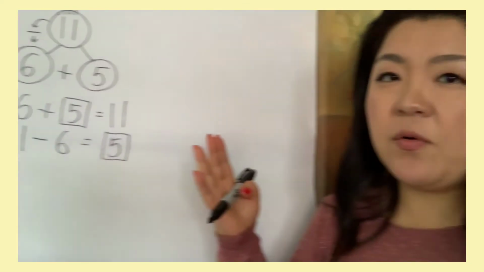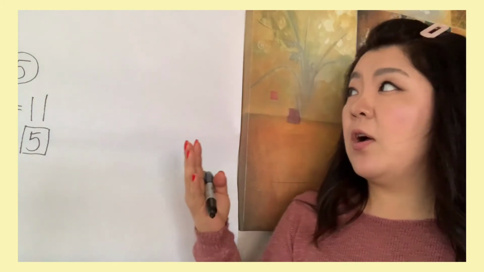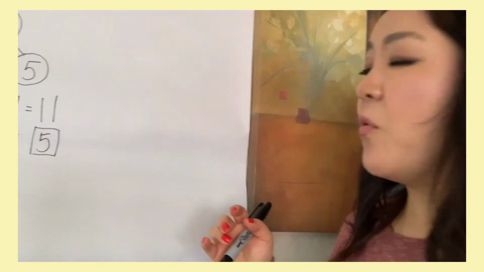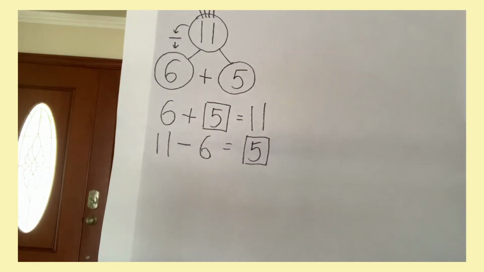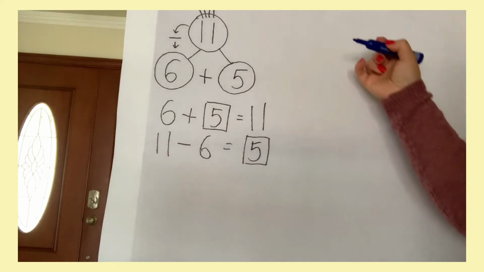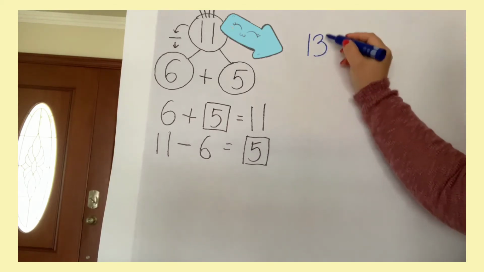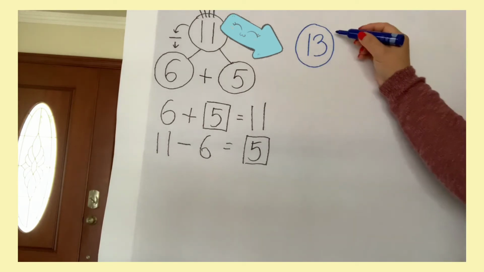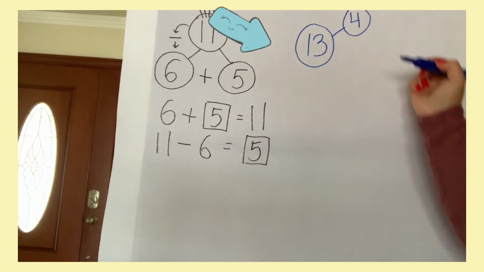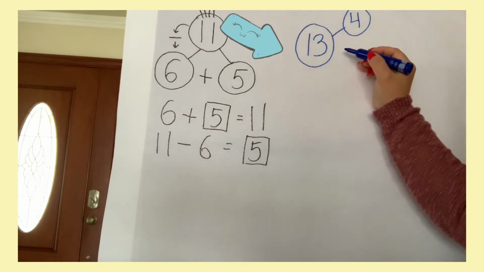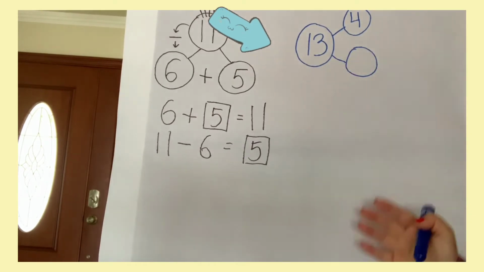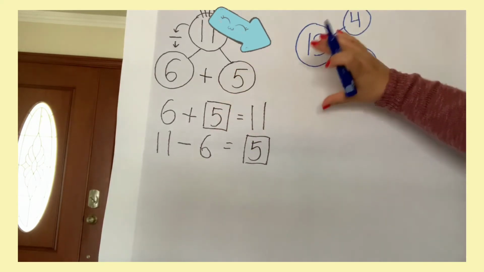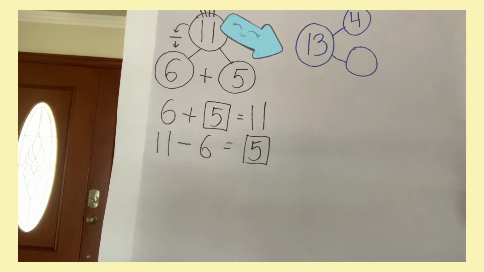But do you know that sometimes number bonds are rotated, so it looks a little bit different. Let's try one with a rotated number bond. How about we start with 13? Here's 13, that is the whole. And here's a part, that's a 4, and another part that we don't know. This number bond is exactly the same, but it's rotated to the side, and that's okay. It's still going to be the same thing.